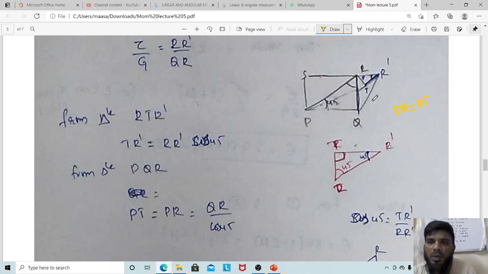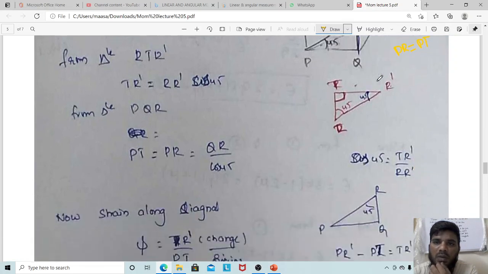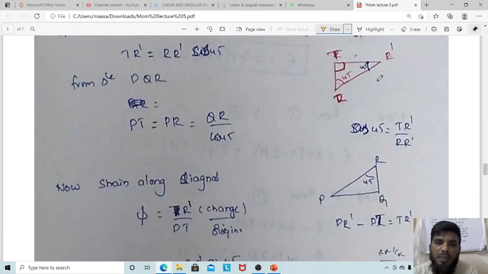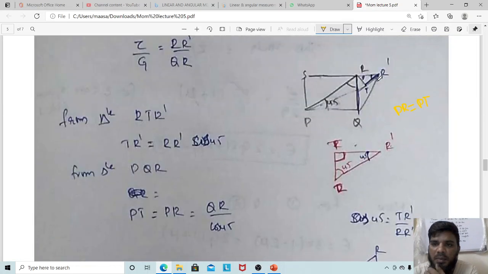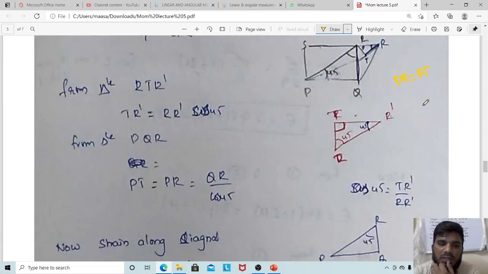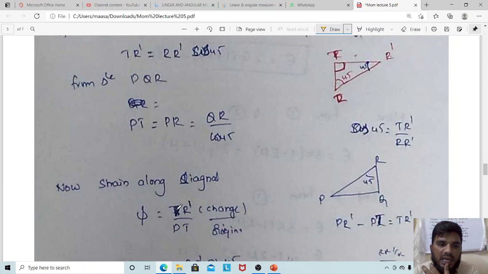Okay. Now what is the extra change which I am going to get after deformation? It is TR dash, correct? So the strain will be TR dash divided by the original. What is the original? PT, or PR. So the strain along the diagonal is equal to TR dash by PT. So the very first thing I have to identify is TR dash.